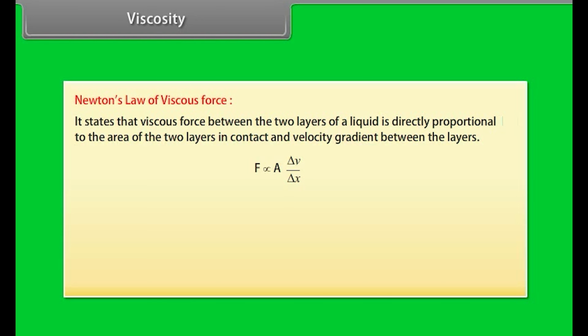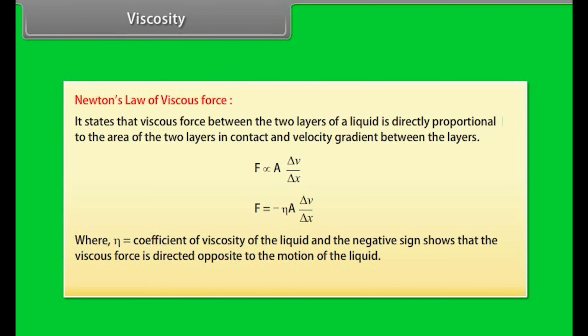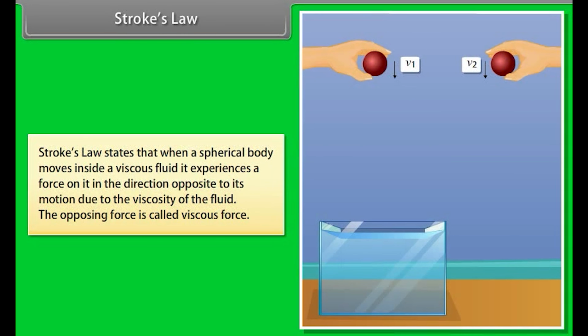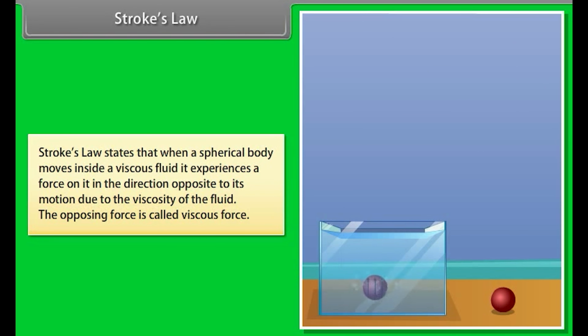This equation can be written as F = −ηA (delta v upon delta x), where eta is the coefficient of viscosity of the liquid, and the negative sign shows that the viscous force is directed opposite to the motion of the liquid. Its dimensional formula is ML^−1 T^−1. Stokes' law. Stokes' law states that when a spherical body moves inside a viscous fluid, it experiences a force on it in the direction opposite to its motion due to the viscosity of the fluid.